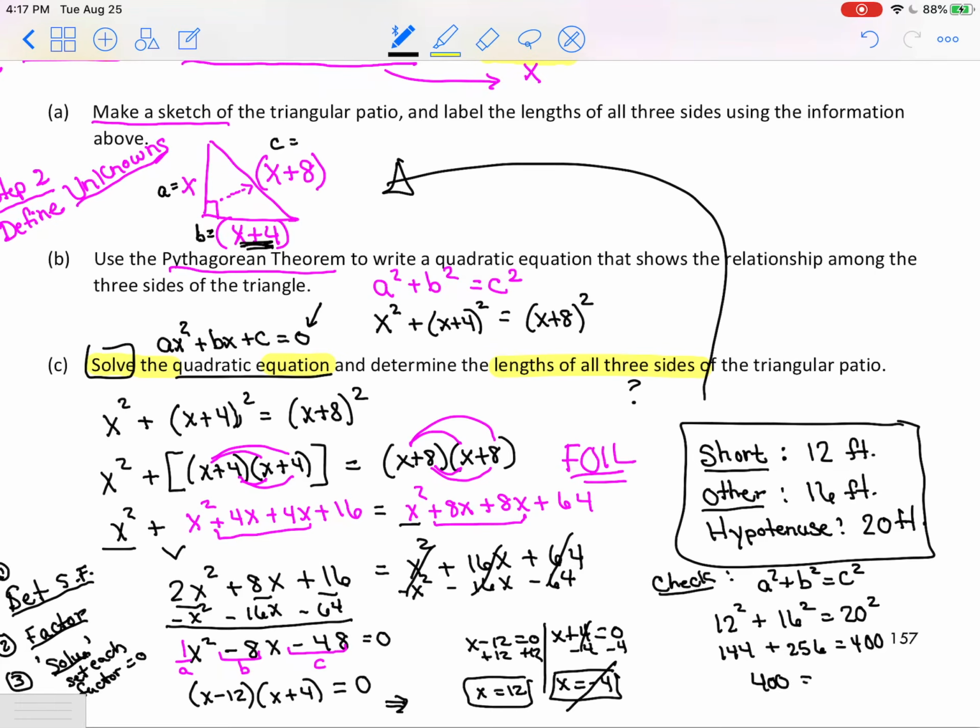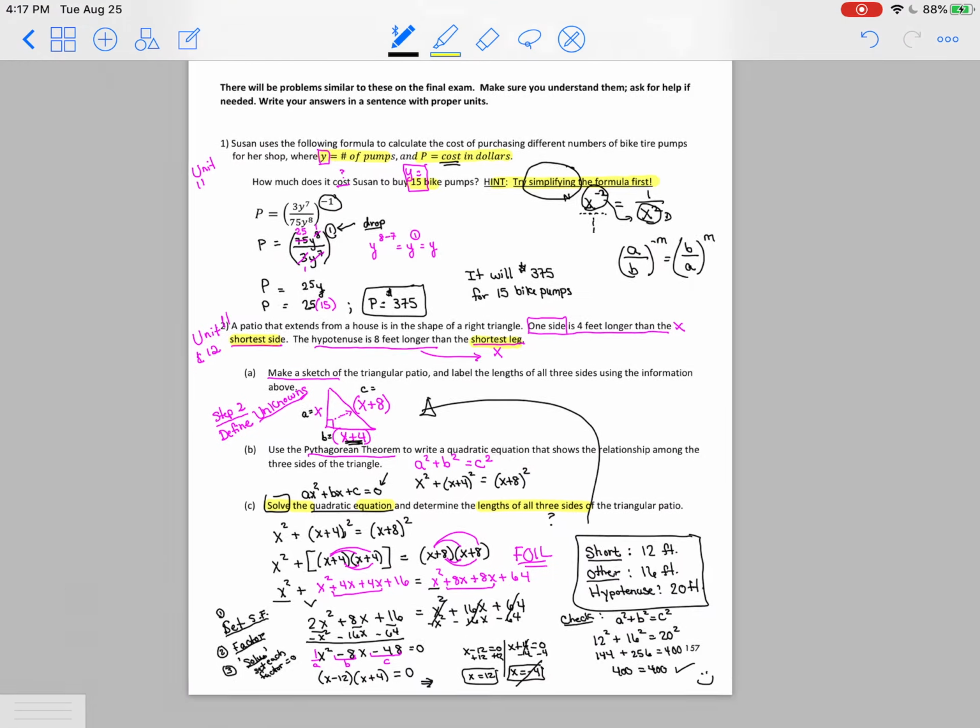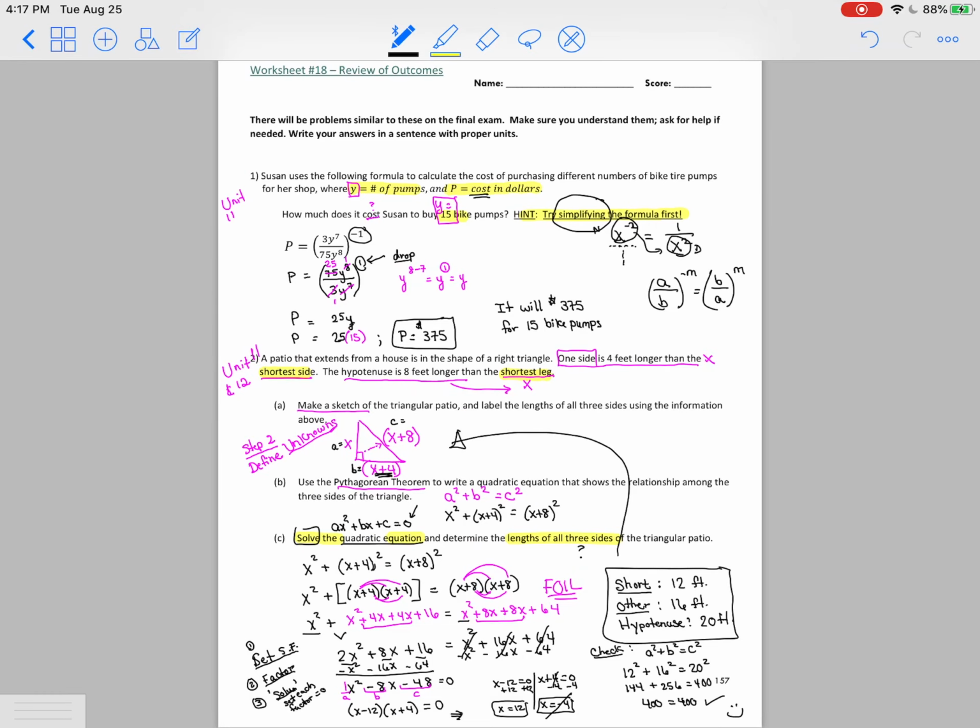And 256 plus 144 is indeed 400. So we are happy campers. All right, guys, so that's what that would look like. You can see there's lots of steps, but it's very systematic, and you can see that the unit 12 comes in down here in the C part of question number 2.